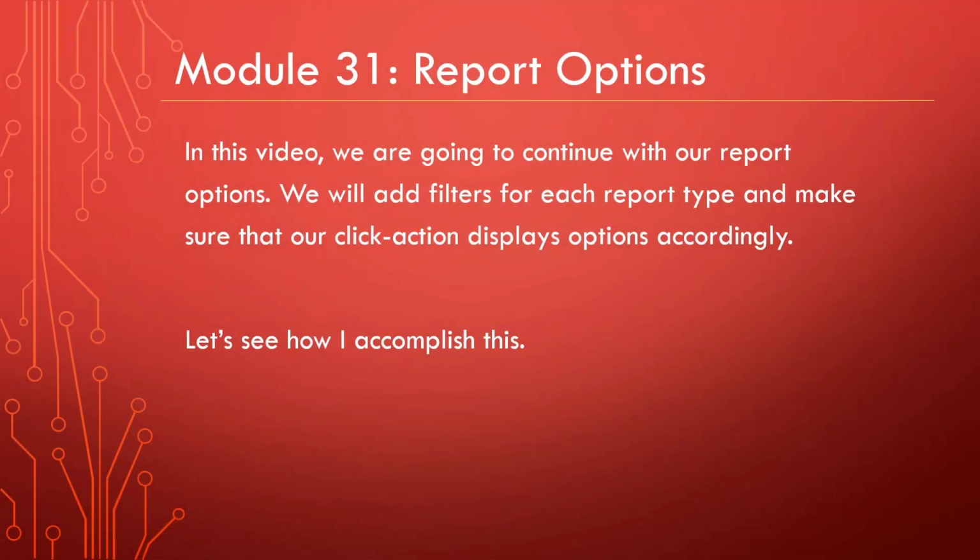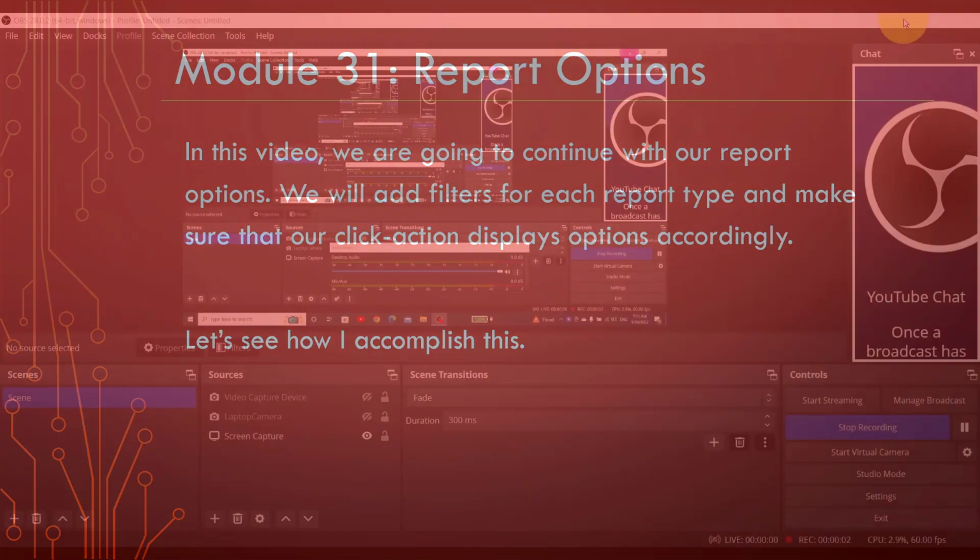In this video, we are going to continue with our report options. We will add filters for each report type and make sure that our click action displays options accordingly. Let's see how I accomplish this.